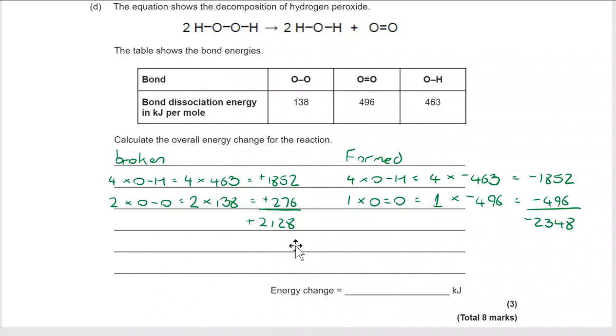So I've now got the energy required to break the bonds, energy released when new bonds are made. I'm going to add these two numbers together, 2128 and negative 2348, giving me a value of negative 220 kilojoules. And that takes us to the end of the question.